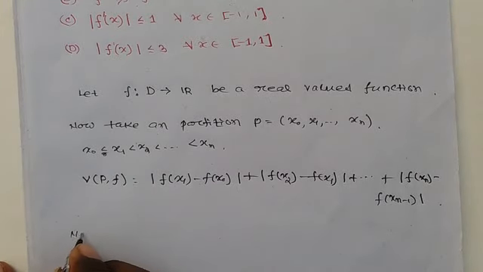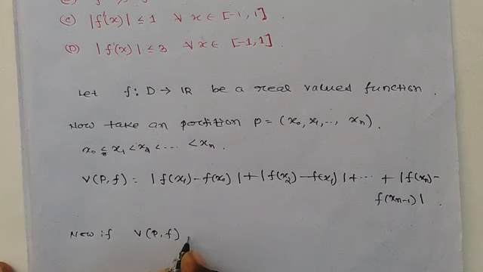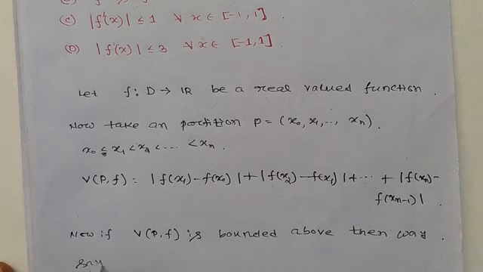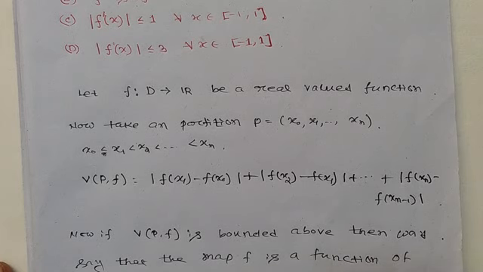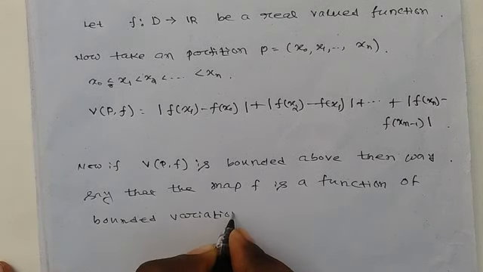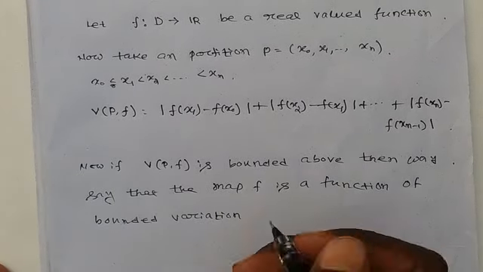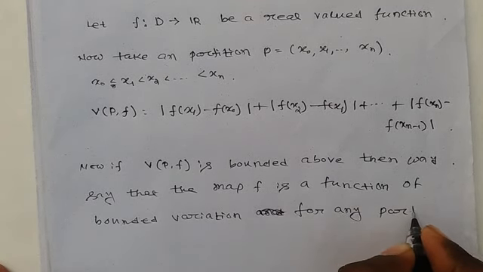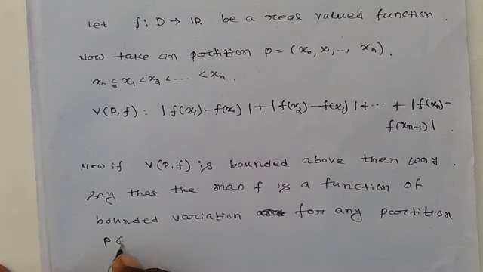Now if the set Vf is bounded above, then we say that the map f is a function of bounded variation, for any partition P of the set D.